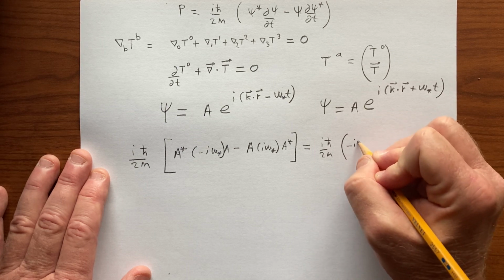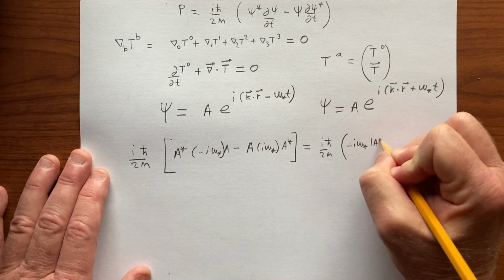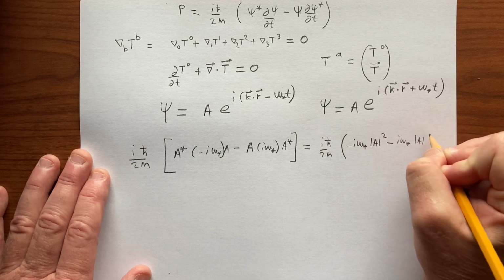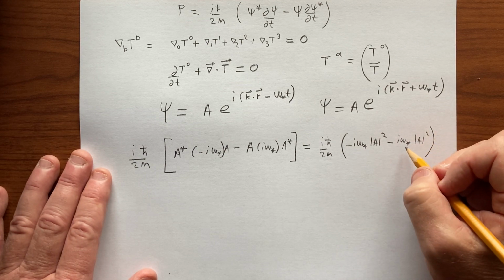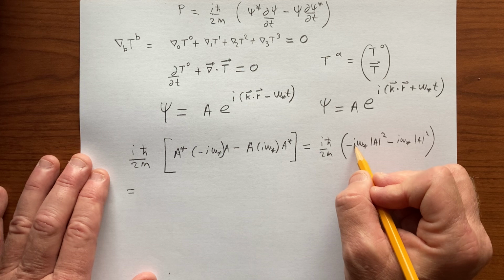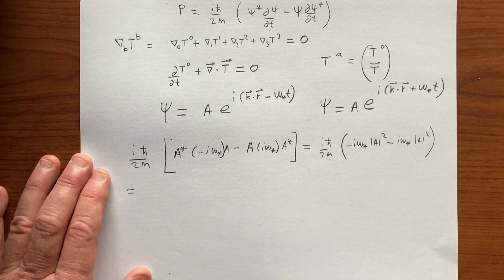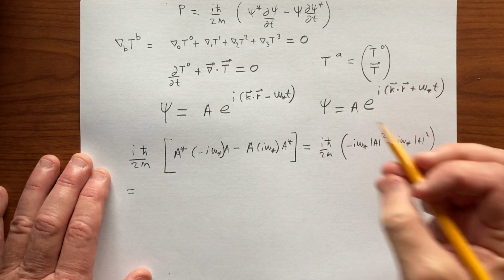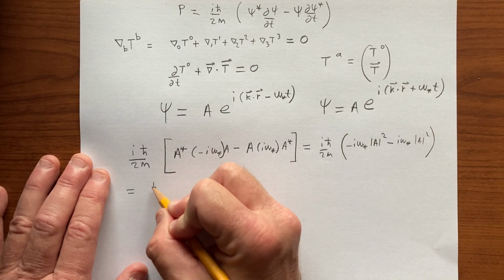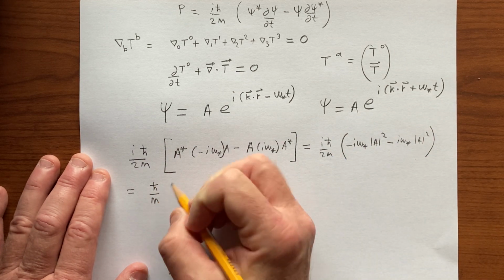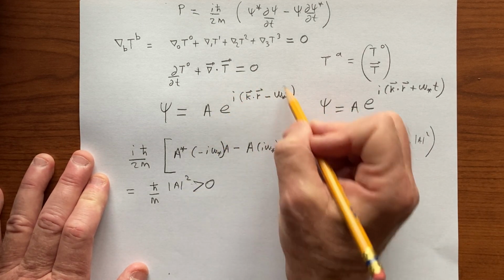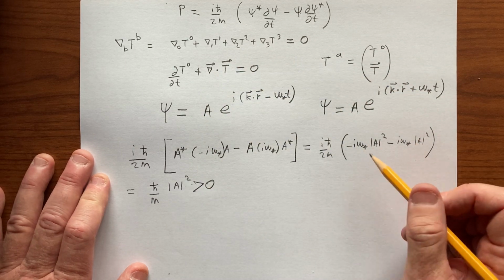So it looks like that, and this is i h bar over 2m times minus i omega star modulus A squared minus i omega star modulus A squared, and so this becomes minus 2i omega star modulus A squared. So we have a minus sign, but we have i times i, which brings in another minus sign. So we have h bar, we have a factor of 2, so we have h bar over m, modulus A squared. And these things are positive, so it looks like we're okay with this. There's nothing strange about the probability density.